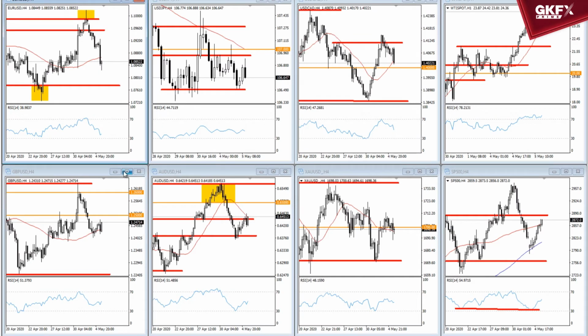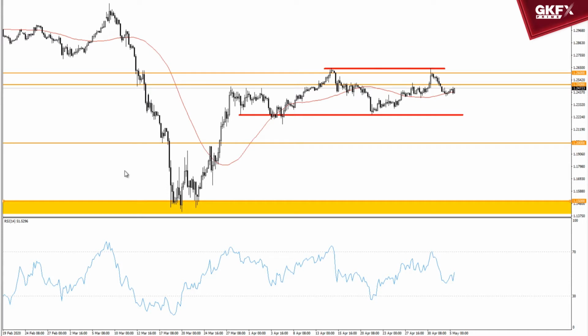Of course, general catalysts for the Forex market to look out for this week is that we do have non-farm payrolls on Friday. We've also got a couple of central bank meetings. We had the RBA already and they kept rates on hold. We've also got the Bank of England this week, so that will be important for the pound, which I now have on the chart at the moment.